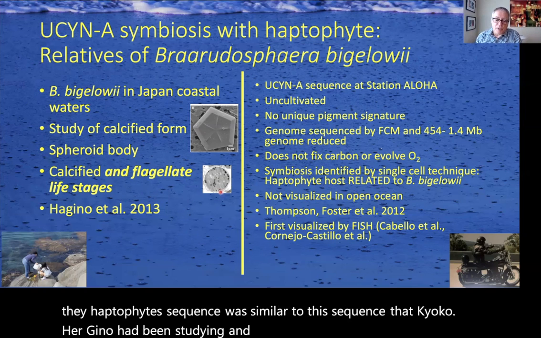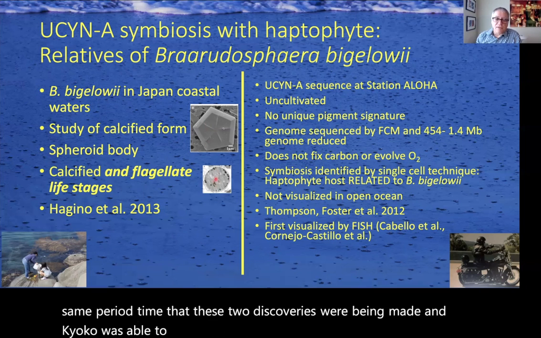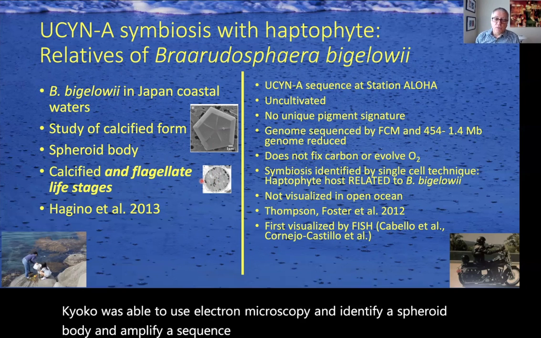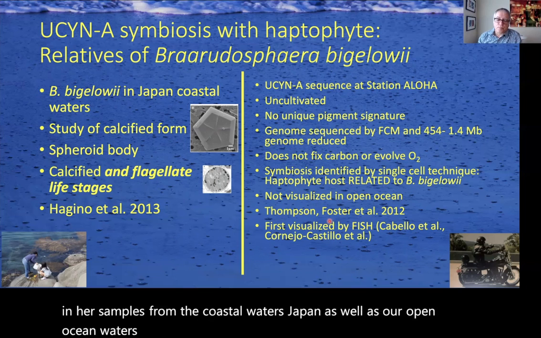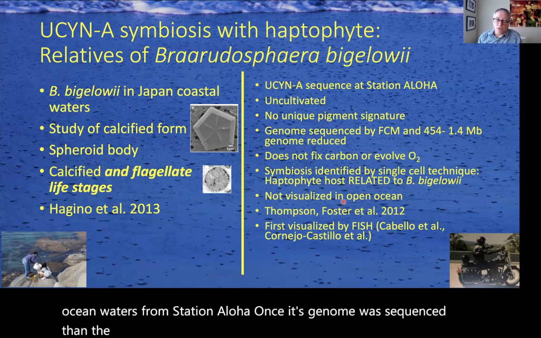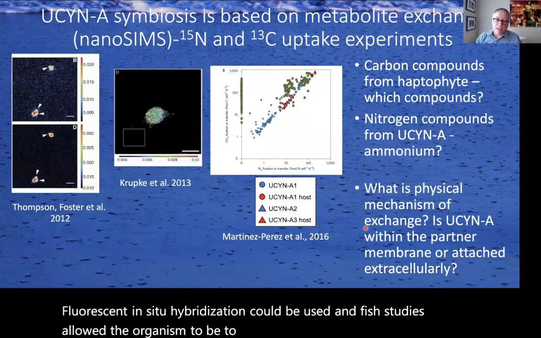And so it was about the same period of time that these two discoveries were being made, and Kyoko was able to use electron microscopy and identify a spheroid body and amplify a sequence that suggested that the symbiosis was in her samples from the coastal waters of Japan, as well as our open ocean waters from Station Aloha. Once this genome was sequenced, then the 16S sequence was available, so fluorescent in situ hybridization could be used, and FISH studies allowed the organism to be identified not only by PCR, but by visualization techniques using fluorescent in situ hybridization.